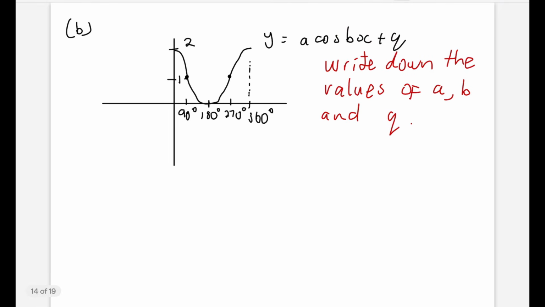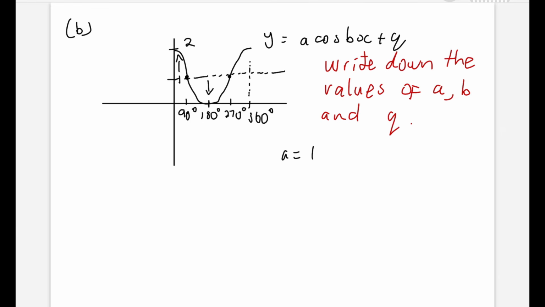All right, now here's another one. Write down the values of a, b, and q. Okay, so on this graph here, it sort of has a little horizontal plane here. Okay, the distance from here to there is 1. The distance from here to there is 1. So this hasn't been stretched. A is just equal to 1. What about b?